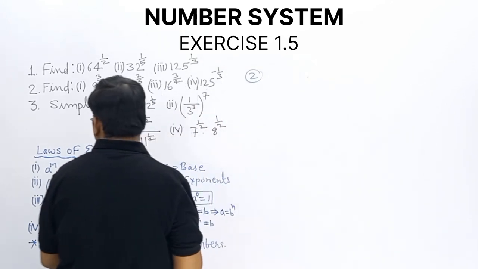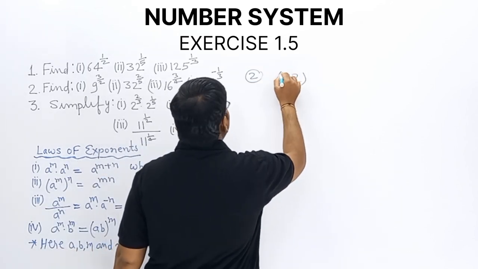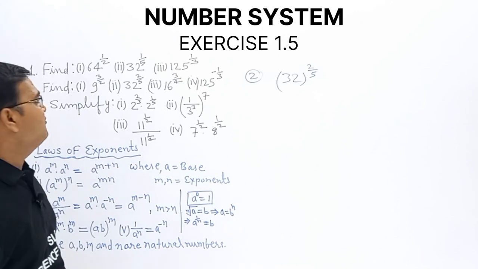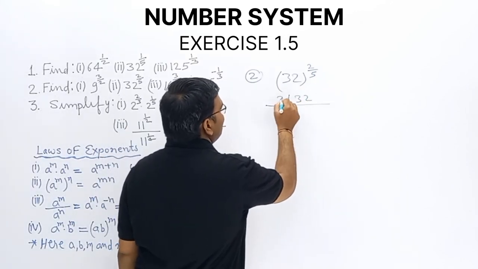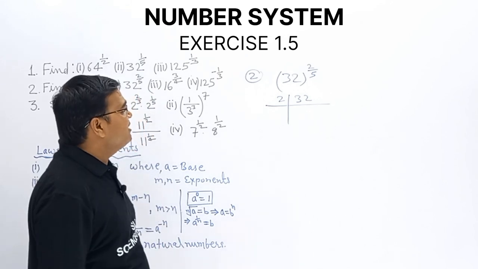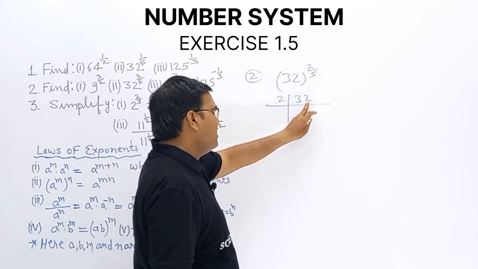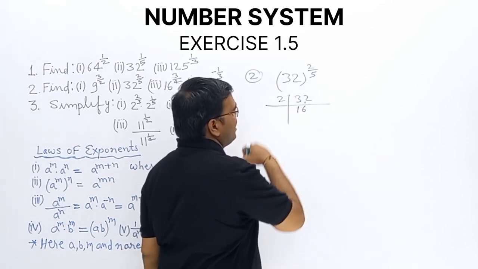What is the next question? We are having 32 power 2 upon 5. Similar question, so I am going fast. For 32, just do prime factorization. 32 is divisible by 2. Why? Because the unit place has 0, 2, 4, 6. We can divide by 2. How many times? 1 time, and 6 is remaining.